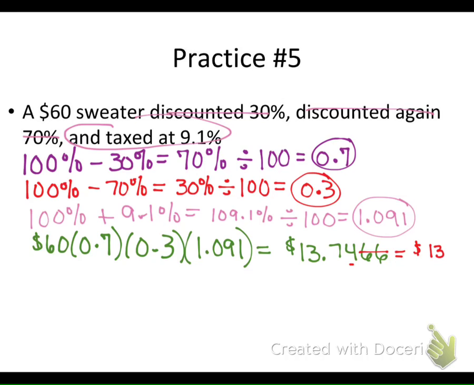So $13 and that's a pretty decent price. So a $60 sweater, once you hit all the discounts and the tax, it's only going to end up costing you $13, almost $14. Would you guys buy it? Yeah, I would too. All right, that's it.